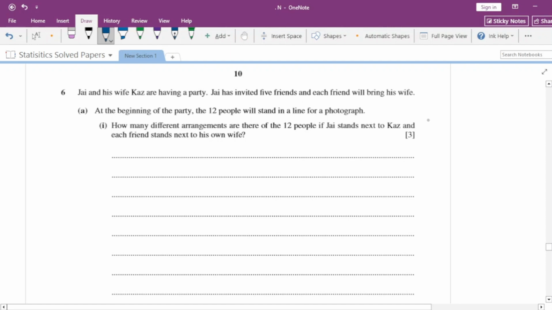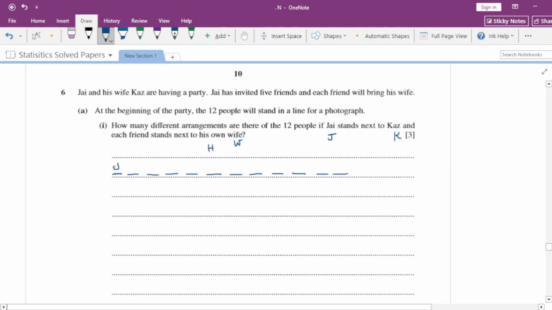Alright. So for Jai and Kaz, we can use the small letters J and K. And for wife, we can use W. For the husband, we can use H. Now, always for these questions, I prefer doing it using the slot method because I clearly then know where I am arranging the items. We have 12 people, so we'll be using 12 slots. 1, 2, 3, 4, 5, 6, 7, 8, 9, 10, 11, 12. This really helps to mitigate any sort of blunders or silly errors.